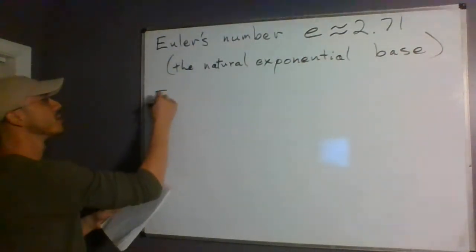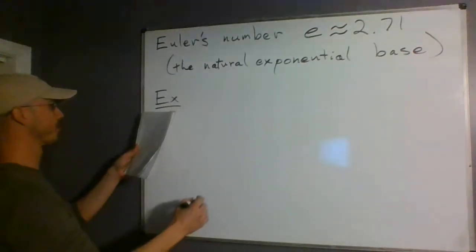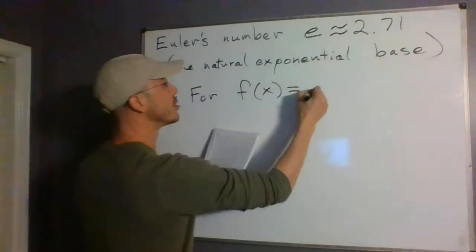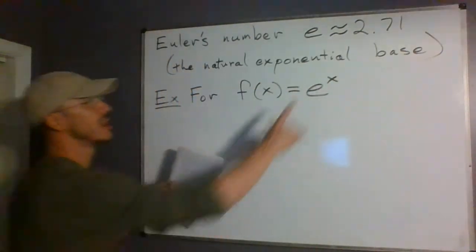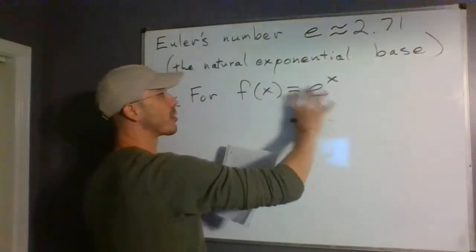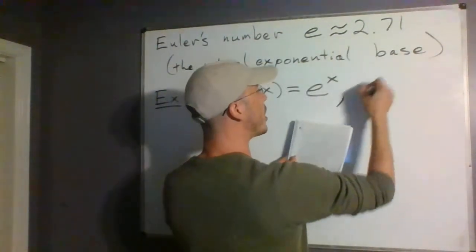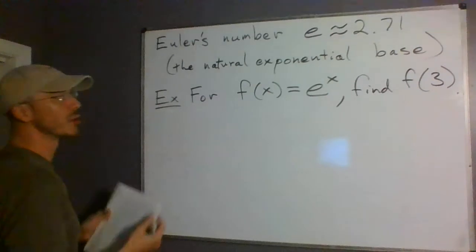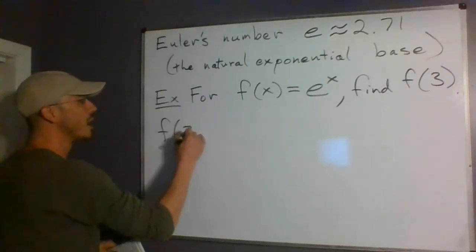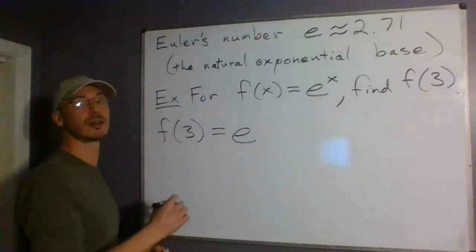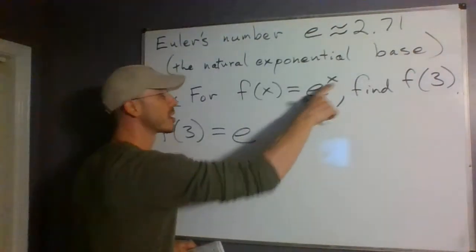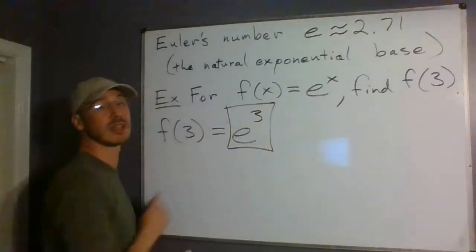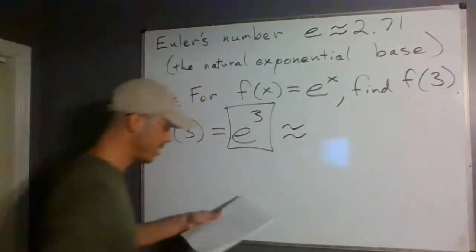So here's an example that involves Euler's number. For f of x equal to e to the x, so it's that base raised to the x power, this is a simple exponential function. Find f of 3. Again, we're evaluating. f of x is e to the x, so f of 3 is e to the 3. That's actually it. That's the exact value. We can approximate this using a calculator.